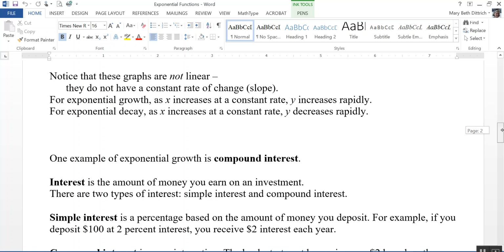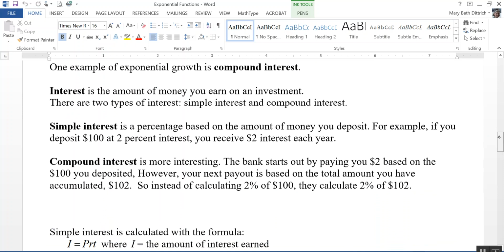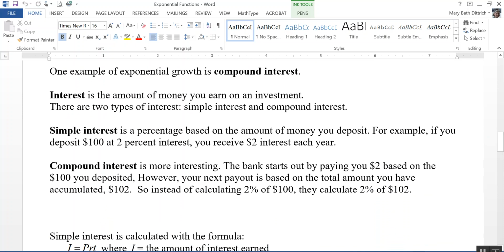A good example of exponential growth is compound interest. Now, just a word about interest and money. Interest is the amount of money that you can earn on an investment. There are two types of interest: simple interest and compound interest. Simple interest is a percentage based on the amount of money you deposit. For example, if you deposit $100 at 2% interest, you receive $2 in interest every year. 2% of 100 is $2.